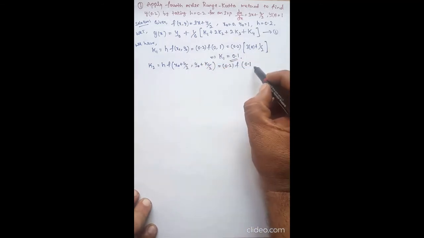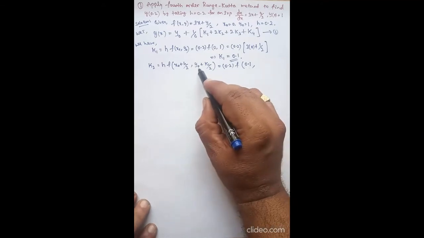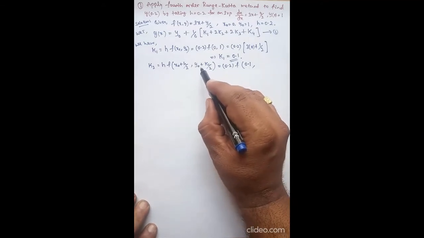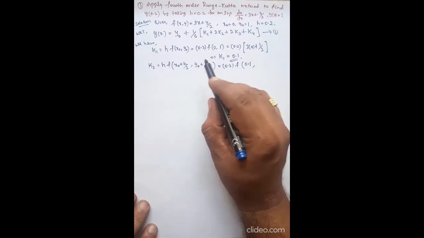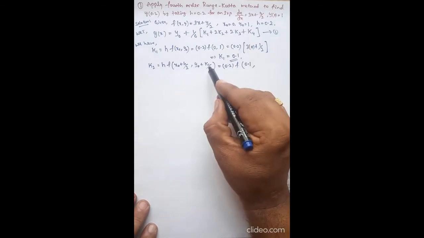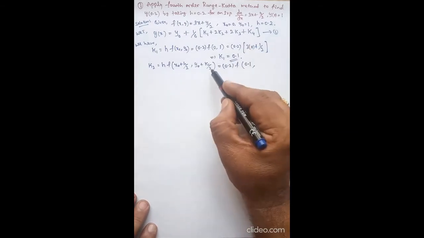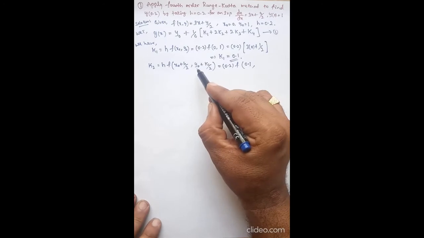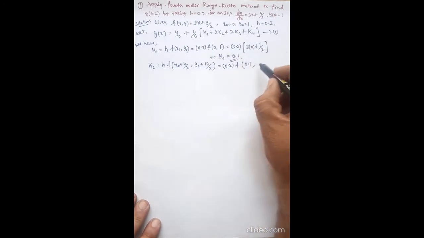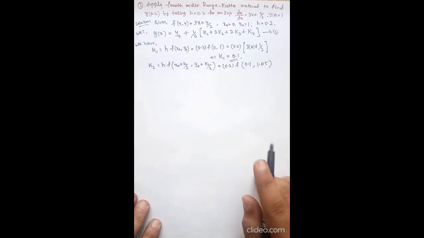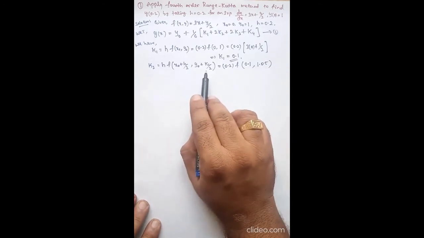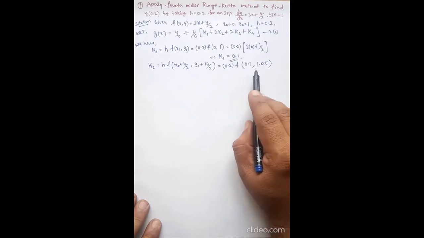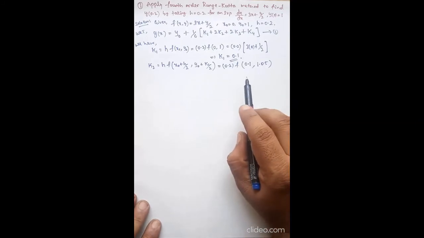You get 0.1. Comma. Similarly, this one. y naught plus k1 by 2. You know, y naught is 1. K1 is 0.1. So 0.1 divided by 2 is 0.05. So 0.05 plus y naught, that is 1. So it gives 1.05. So on simplification, this becomes 0.1 comma 1.05.